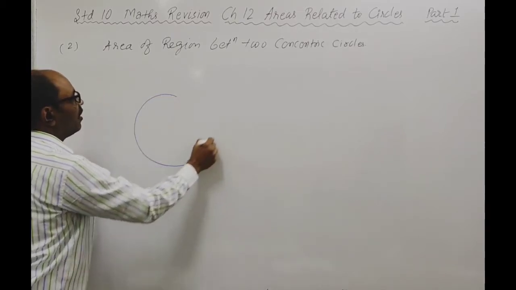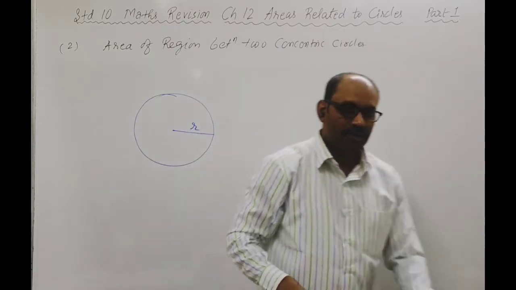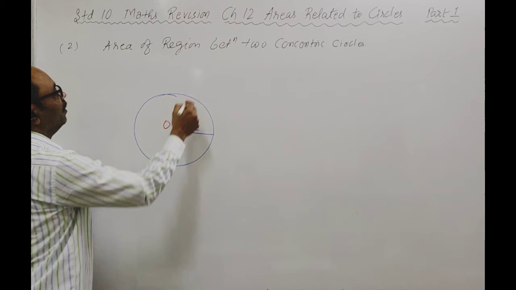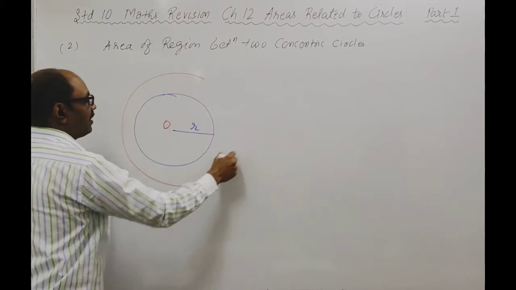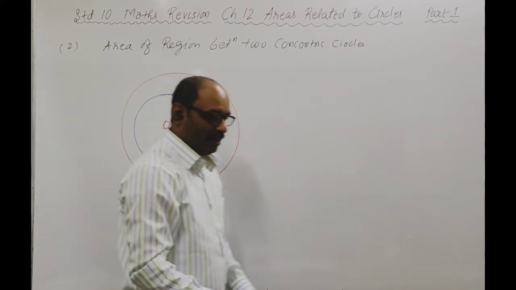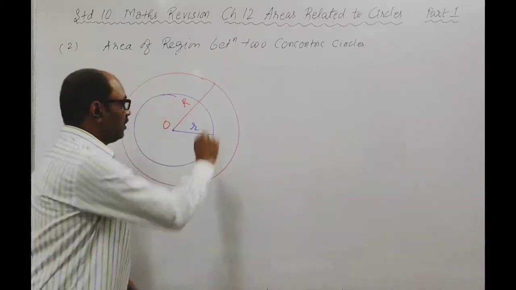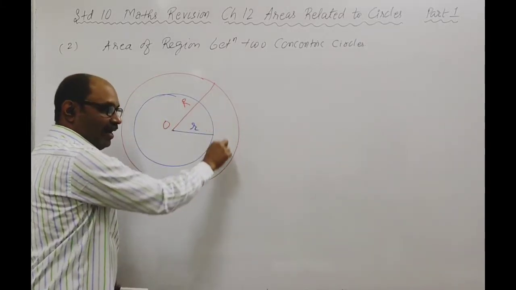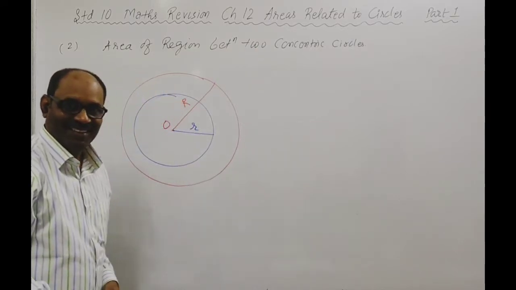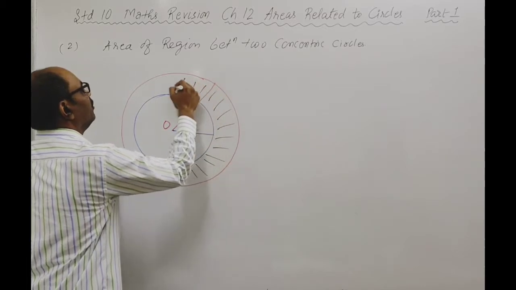Here is one circle, blue one with radius small r, whose center is O, of course. There is another circle with the same center, but the radius is a little bit larger, so I put capital R for it. We need to find the area of this ring, this circular band, which is the region between two concentric circles. I have to find the area of this region.